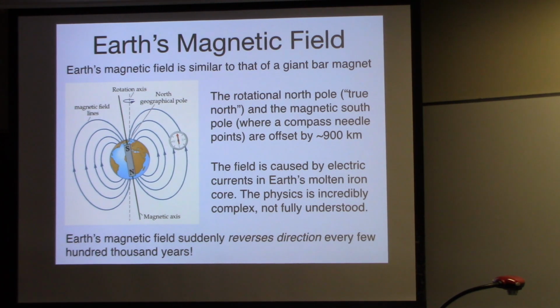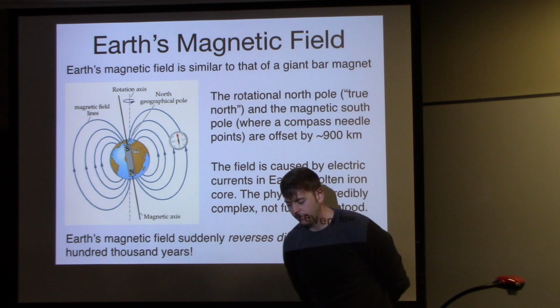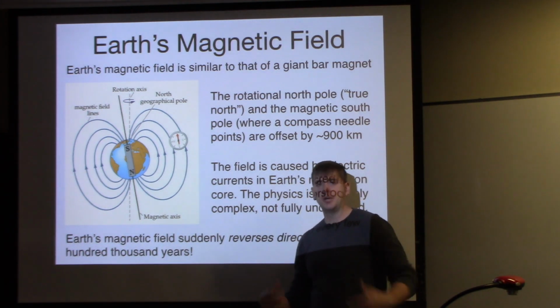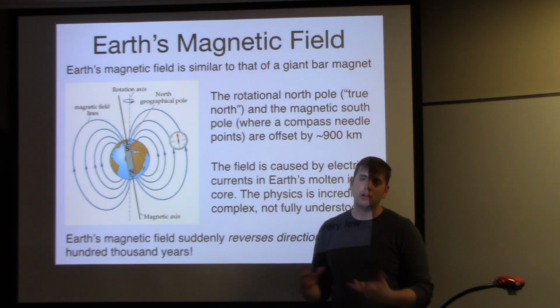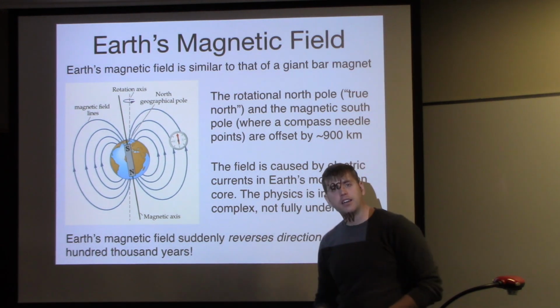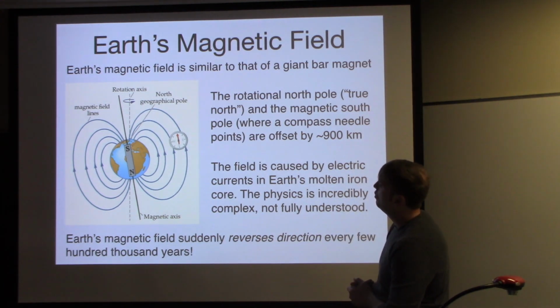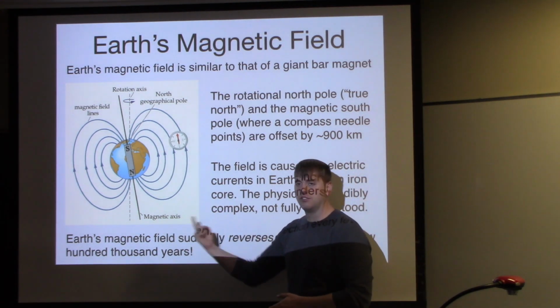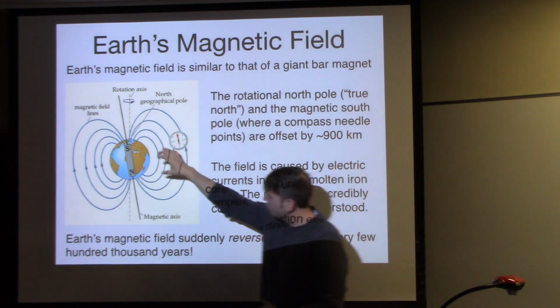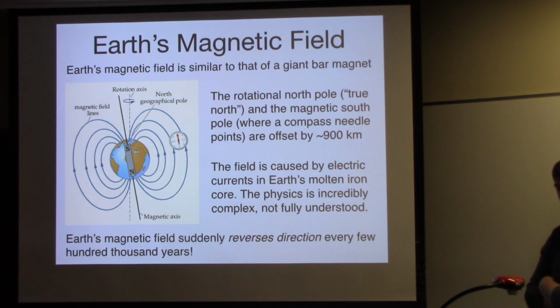So the next thing we need to talk about is the Earth's magnetic field. It's actually striking. The Earth's magnetic field is kind of complicated, but it really closely resembles the magnetic field of a giant bar magnet. So if you actually plot out the magnetic field lines of the Earth, it's as if there's just a giant bar magnet somewhere there in the center of the Earth.